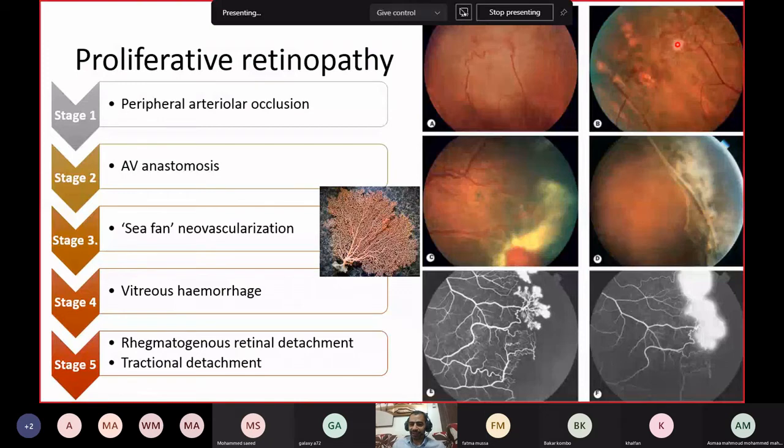They look like that. This is, by the way, the sea fan. It's one of the creatures that are present in the seas and in the oceans. And it has a very similar appearance to this one. And in the fluorescein, it is illustrated nicely, very similar appearance to the sea fan. So a very descriptive term. Stage 4, vitreous hemorrhage. Stage 5, rhegmatogenous or tractional retinal detachment because of the contraction of the fibrovascular membranes.